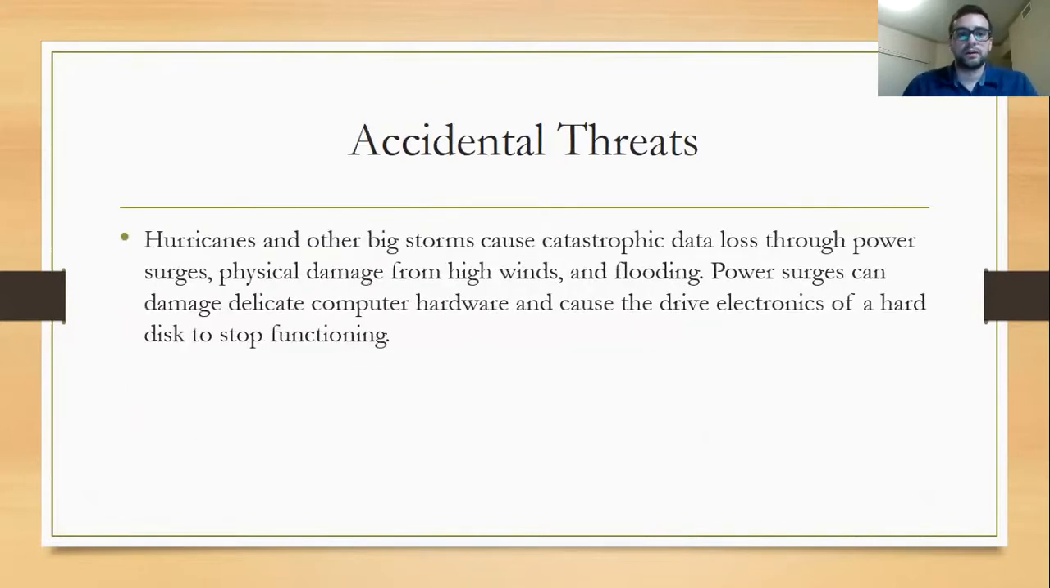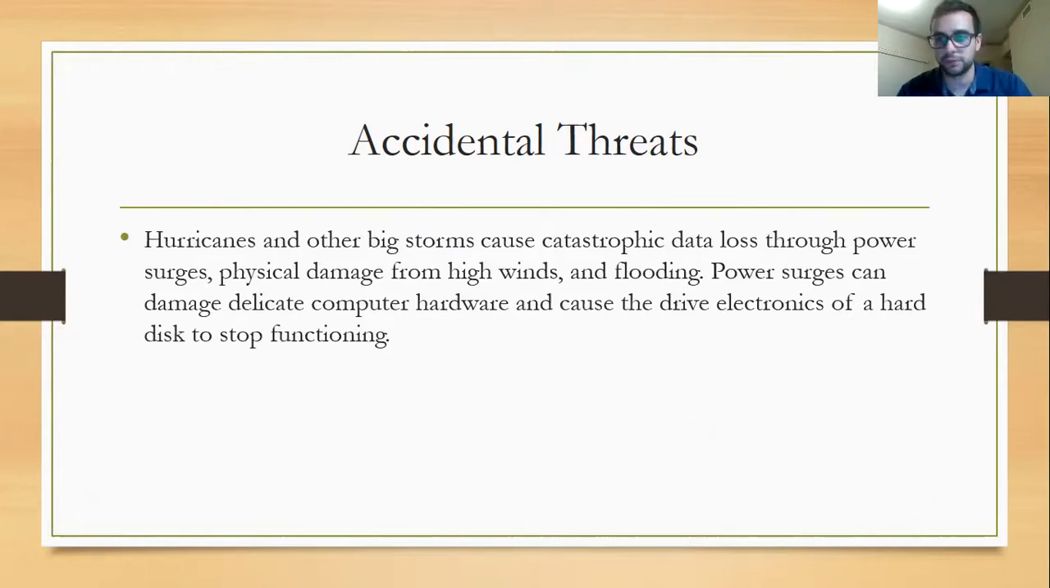So hurricanes and other big storms can cause catastrophic data loss through power surges, physical damage from high winds, flooding, things like that. Power surges can damage delicate computer hardware and cause the drive electronics of a hard disk to stop functioning. So that means that the physical damage to the drive can stop it from working. And I'm sure most of you know to keep electronics away from water, and it's specifically for reasons like this.